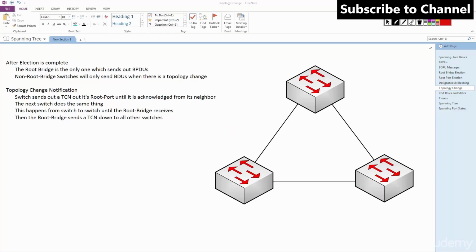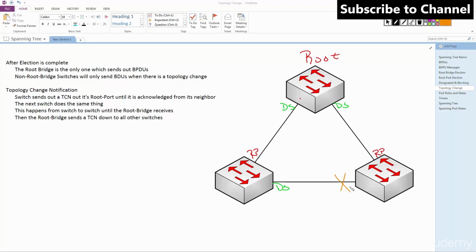So now our convergence is complete. We have our root bridge. This guy up here is the root. We do have our designated ports here, designated ports because all our ports on our root bridge will be designated. And we have our root port sitting over here. Our root port sitting over here. And we also have our designated. And we have our blocking.